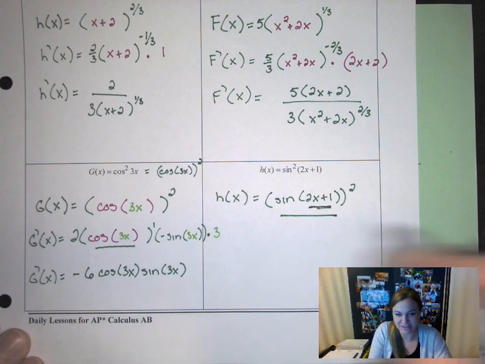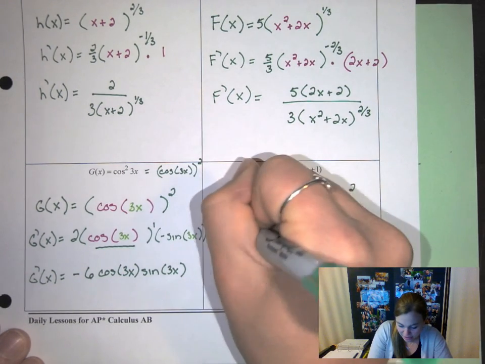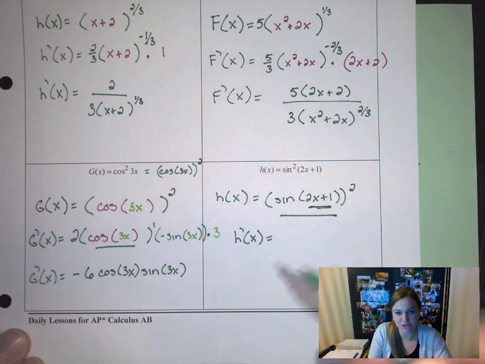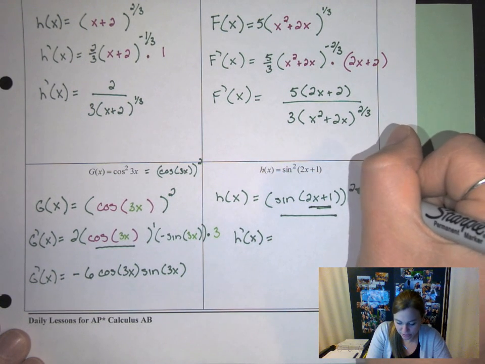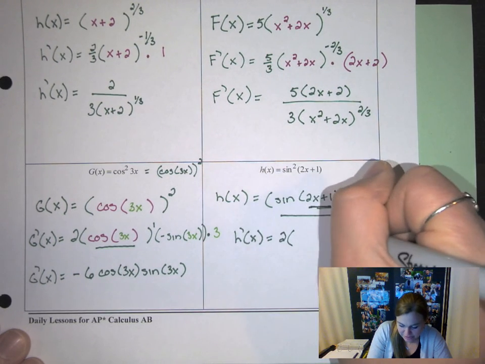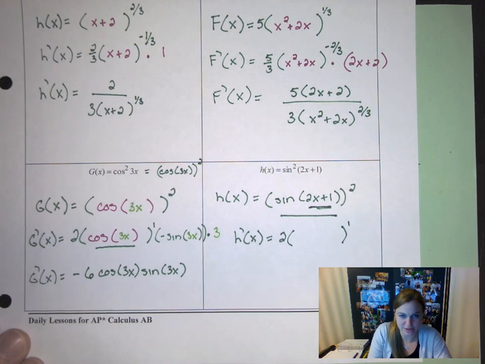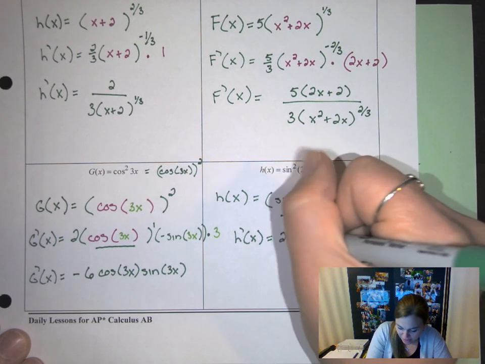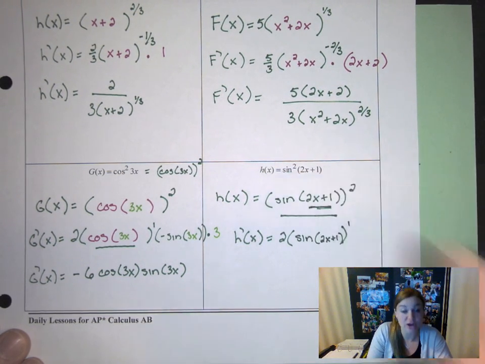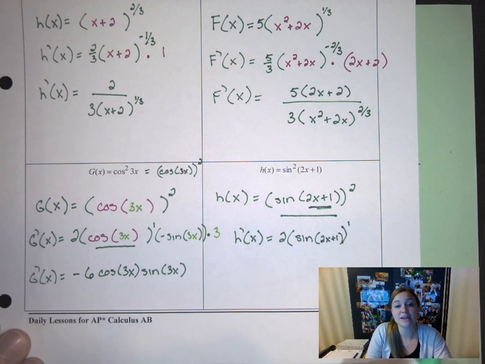So I take them and I just kind of underline them, not because that's the mathematical representation, you don't have to do any of that, just because it helps me remember. So I'm taking the derivative of the outside, which would be this 2 times something raised to the first power. Leave the inside alone. Sine of 2x plus 1.